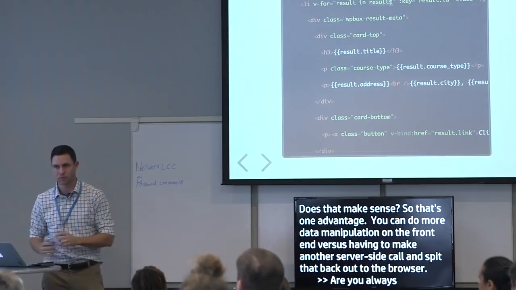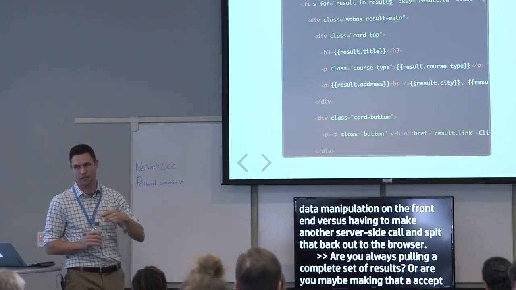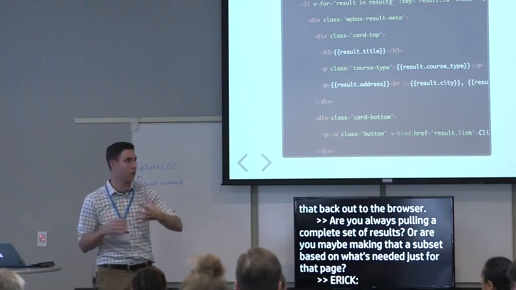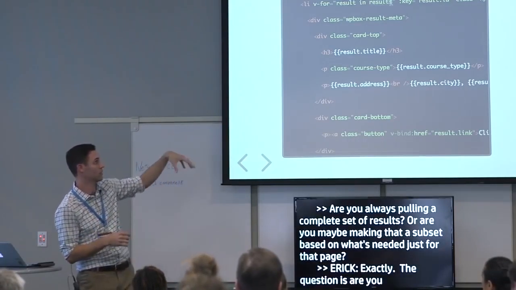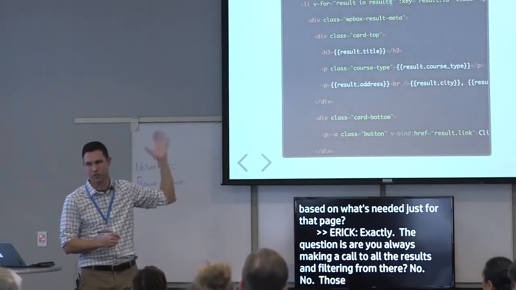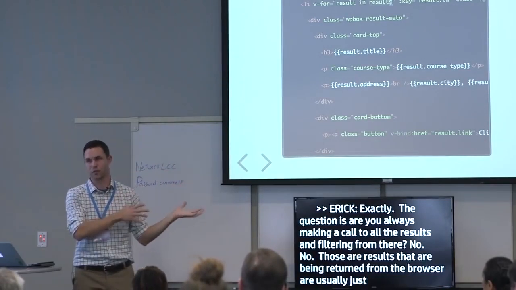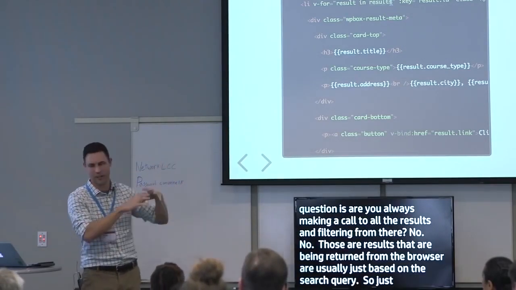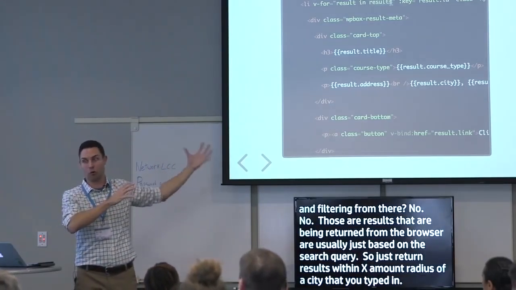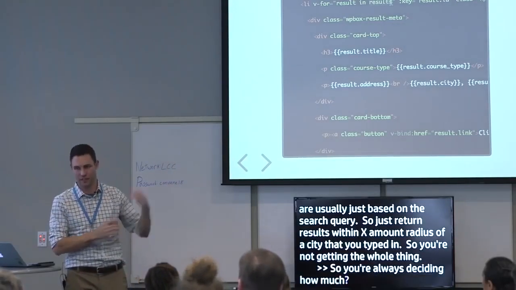Are you always pulling a complete set of results, or are you maybe making that a subset, based on what's needed just for that page? Exactly. So the question was, are you always making a call to all the results and then filtering from there? No. Those results that are being returned are usually just based on that search query. So it would just return results within an X amount radius of the city that you type in. So you're not getting the whole thing. You're always deciding how much to get. Exactly, and then displaying it on the front end.